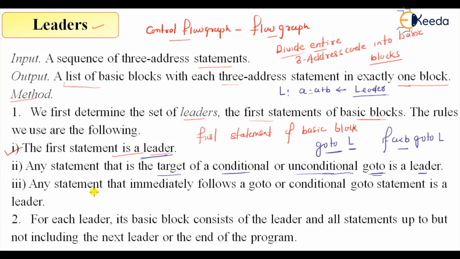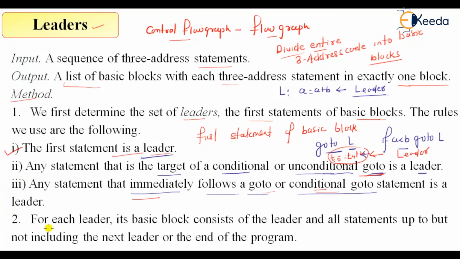The next rule is that any statement immediately following a go to or a conditional go to statement is a leader. So after this go to L, if there is any statement in the next position, suppose I write T5 equals T4 plus 2, that statement will also be considered a leader. Very simple: the target of a conditional or unconditional go to is a leader, and any statement that follows a conditional or unconditional go to statement is a leader.